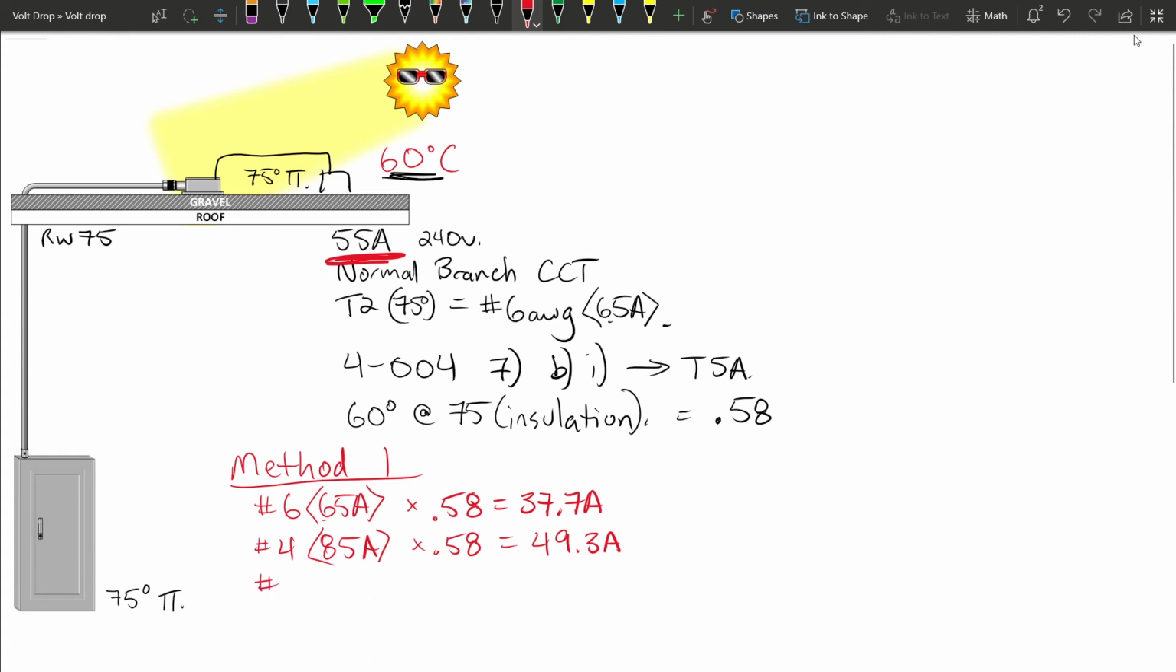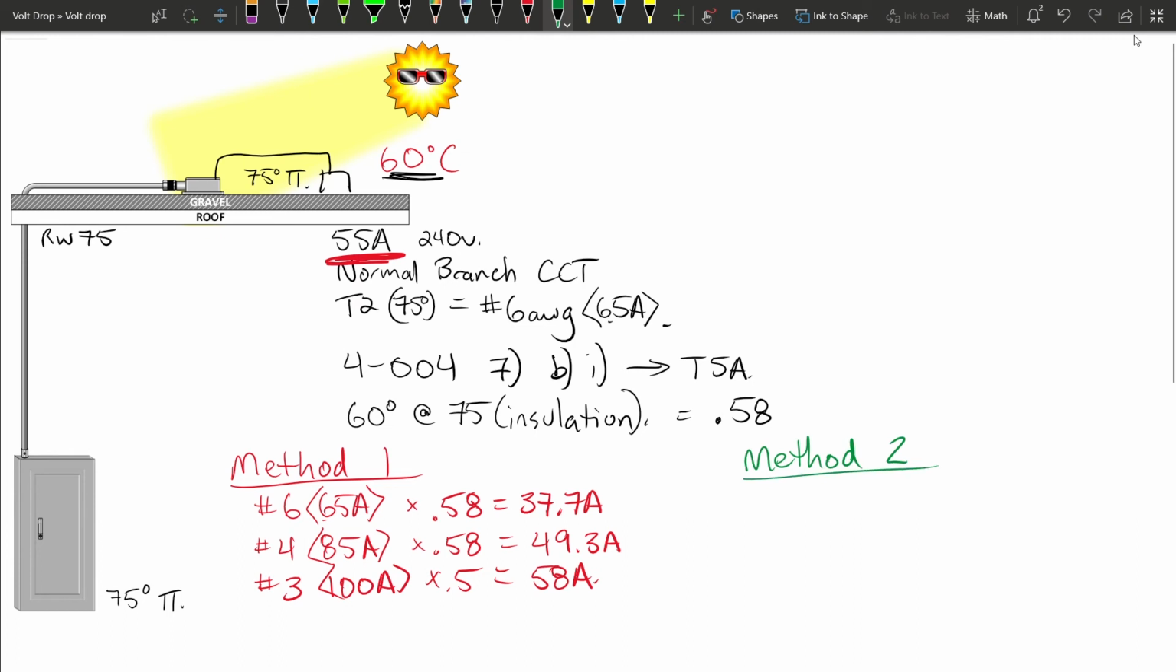So maybe we'll try a next one. A number 3, which has an ampacity of 100 amps, times 0.58 equals 58 amps. Well, that works. We know that that can now safely handle that 55 amp load in this situation. But how long did that take us to go through method one? Right, there is a much quicker and simpler way. Let's take a look at method two.